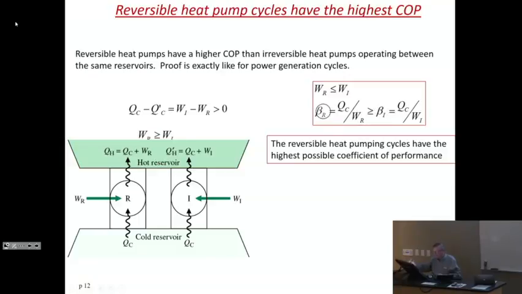The coefficient of performance, in cooling, is the amount of heat pumped per amount of work. So the coefficient of performance of the reversible cycle has to be larger than the coefficient of performance of the irreversible cycle, because you divide the amount of heat pumped by a smaller amount of work in the reversible cycle.